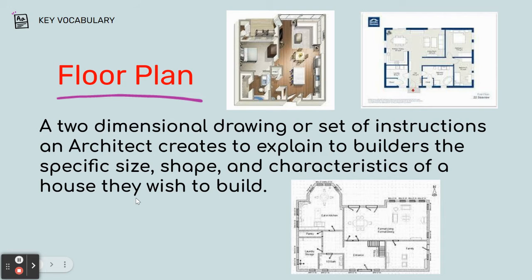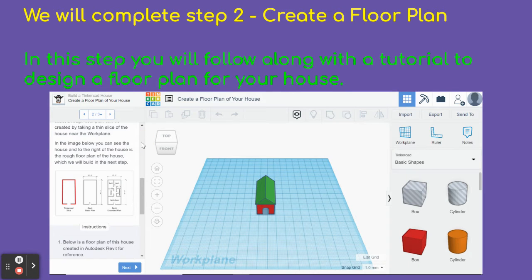A floor plan is basically just a 2-dimensional drawing or set of instructions that an architect creates to explain to the builders the specific size, shape, and characteristics of a house they wish to build. It's basically, guys, the plans for the house. An architect would design it, and then builders would build it. Like I said, we'll complete step 2, create a floor plan.